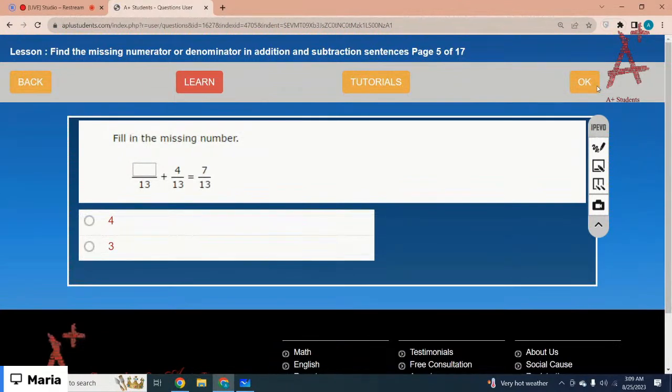Okay, fill in the missing number. So which is the correct option? Which number is missing? You can see both sides have the same denominators, right? You simply have to find the number that when added to 4, their sum equals 7. So 4 plus what number equals 7?